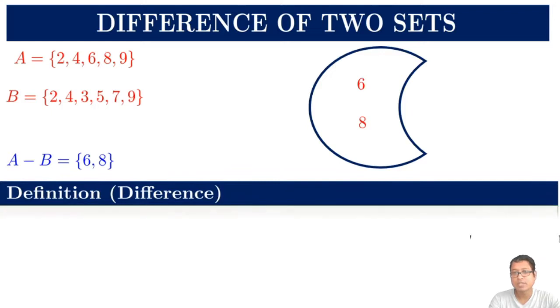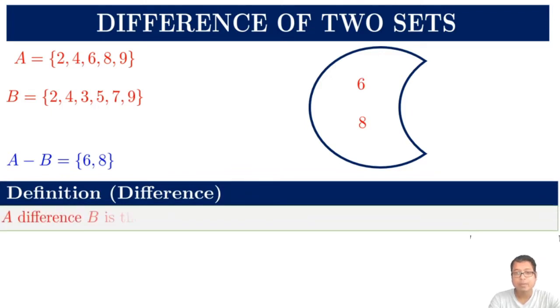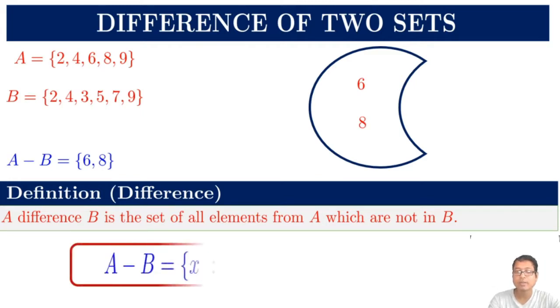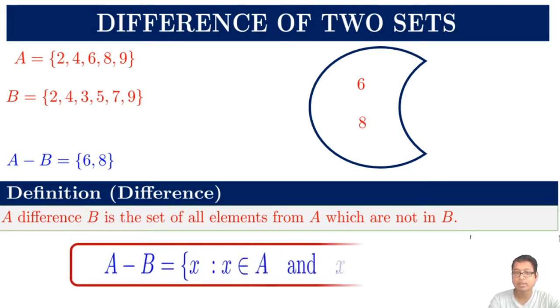So what is the formal definition? A difference B is a set of all elements from A which are not present in B. That means you have to eliminate all elements present in B. So A difference B mathematically we write as x such that x is from A but those elements are not present in B.